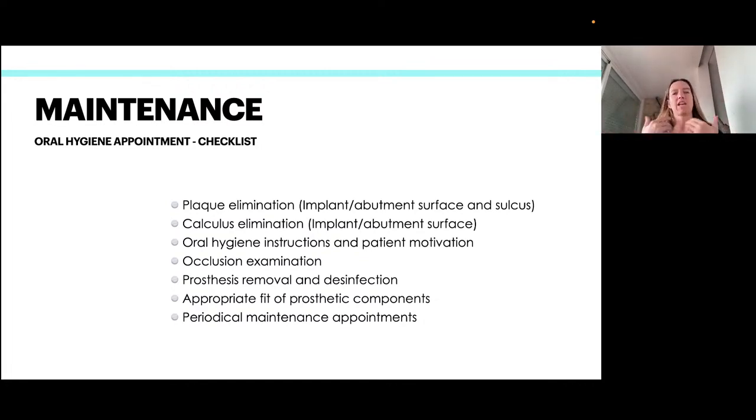And now let's schedule the next appointment. So periodical maintenance of the appointments, check. So every time we end the oral hygiene appointment, we have to make sure that we have done all these checks on this list.